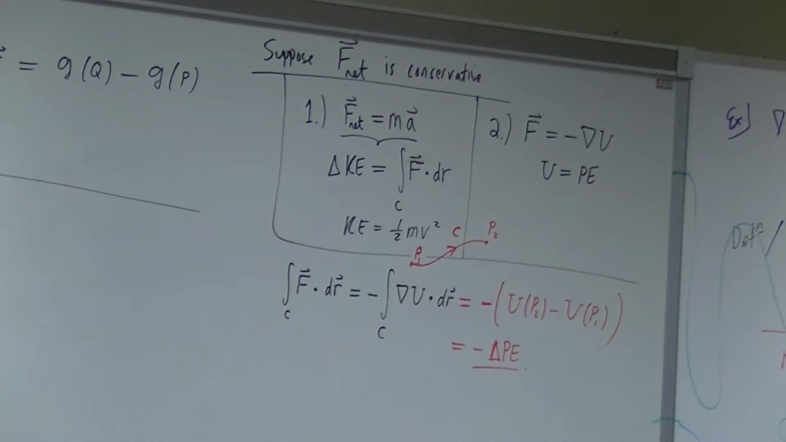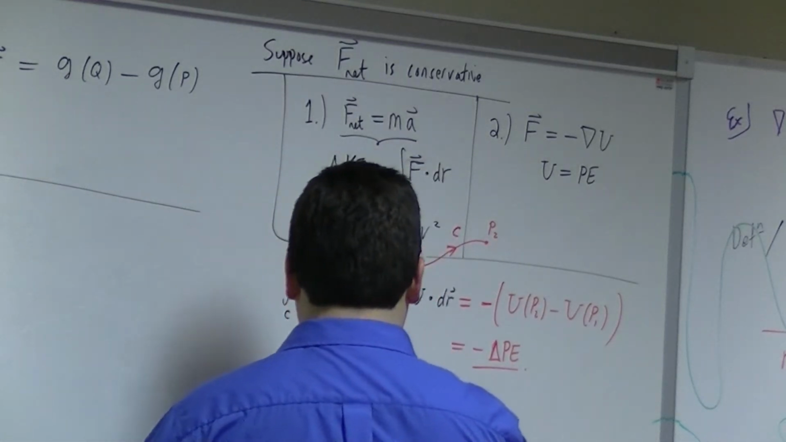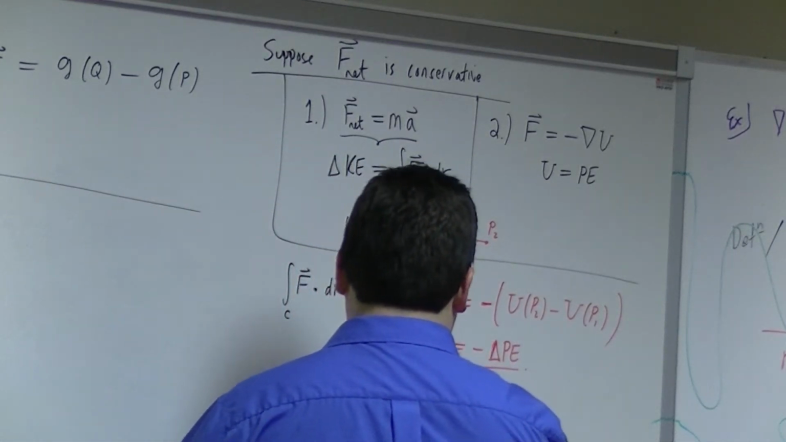So what this shows is that you can either think of the work for a conservative force field as being given by the change in the kinetic energy, or you can think of the work done by a conservative force over some duration as being minus the change in the potential energy. Put these two things together, what do we have? We have the change in kinetic energy is equal to minus the change in the potential energy.